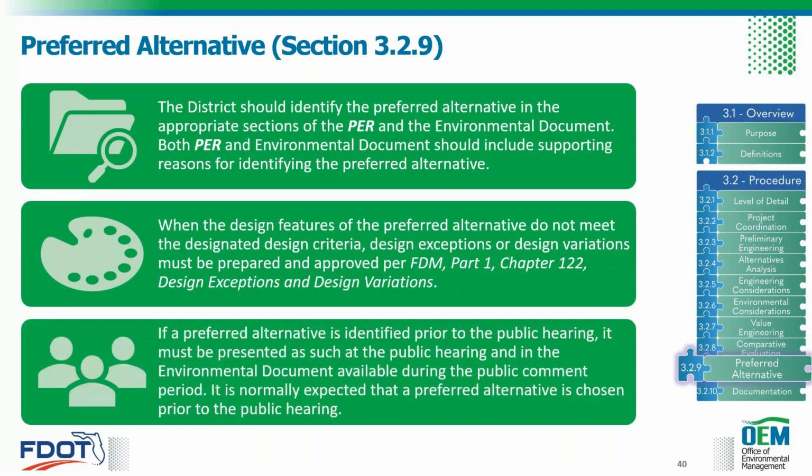All right, so thinking back to our tricky poll question, it is normally expected, obviously, that a preferred alternative is chosen prior to your public hearing. But if, in unusual circumstances, a preferred alternative cannot be selected before the public hearing, the district should coordinate with OEM. And for these situations, additional public involvement after the hearing would be expected. And that could range anything from another public hearing to another meeting or a flyer or mailer.